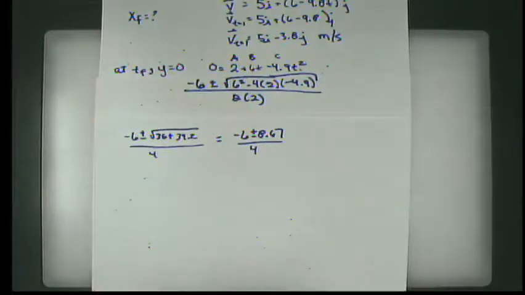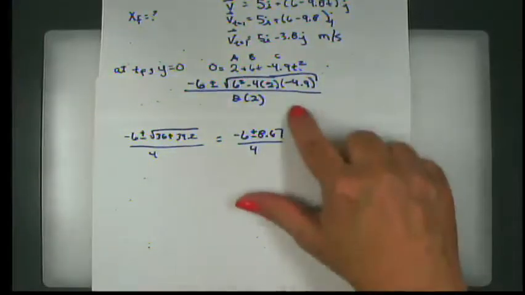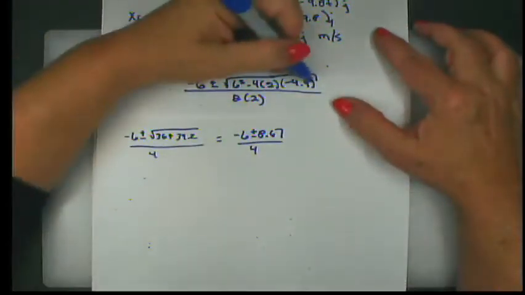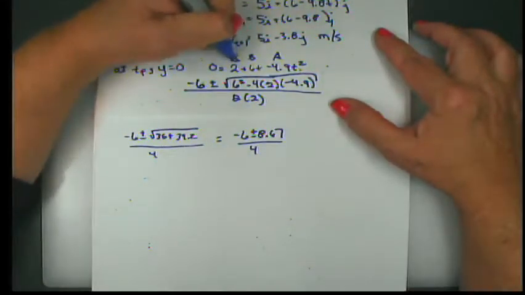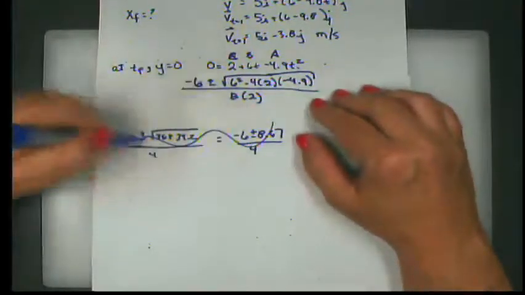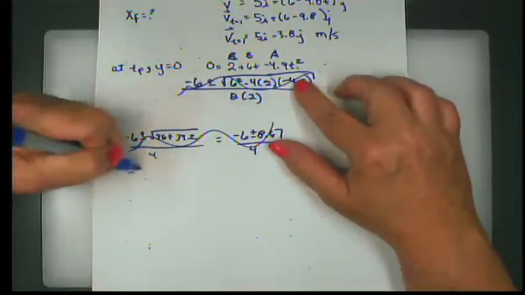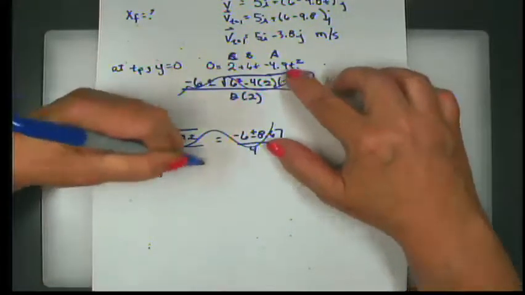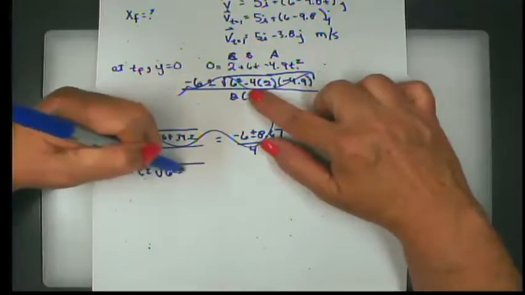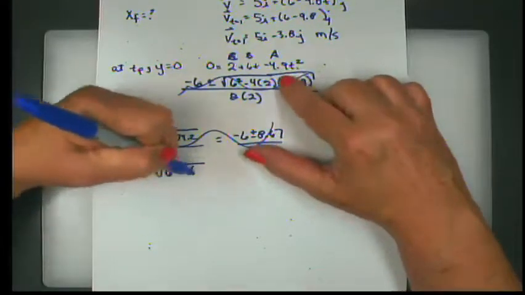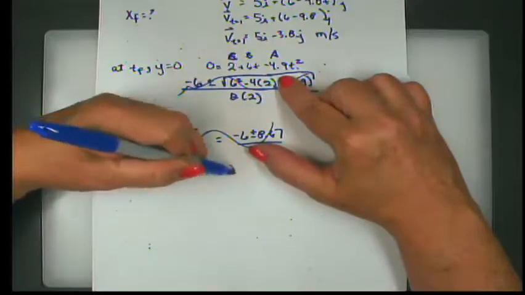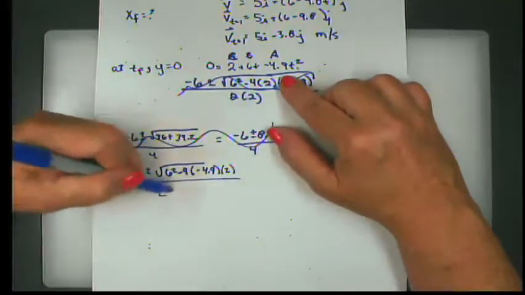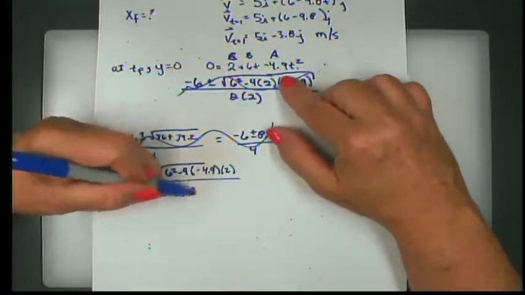Yes, sir. Did I do arithmetic? Oh, gosh. Absolutely. What you said. Yeah. This is A. That's B, and this is C. All right. So then negative 6 plus or minus the square root of B squared minus 4 times A times C, all over 2 times A.